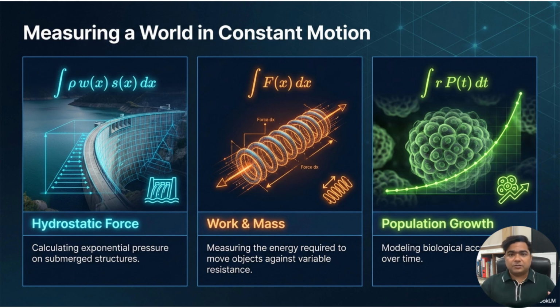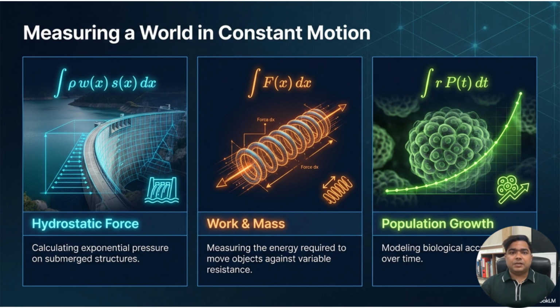The formula shown in the first panel can be read as the integral of rho times w of x times s of x dx. Here, rho represents the weight density of water, w of x represents the width of the dam at depth x, and s of x represents the depth. The second example is work and mass. Work is energy used to move an object. If the force is constant, work is force times distance. But if force changes with position, then we integrate the force function. The formula can be read as the integral of x dx.